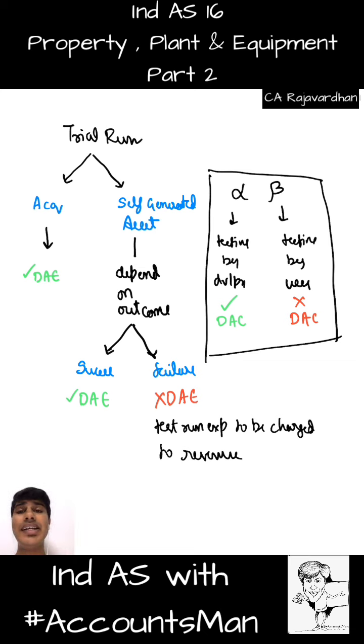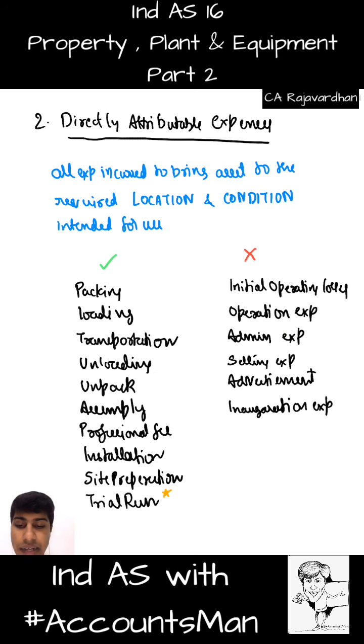You get that? Why? Because if the test run is a failure, it is not doing any value addition. If the test run is a success, it is making that asset functional now. We can use that asset for production. So then it will be included. So, a very important point with respect to trial run.